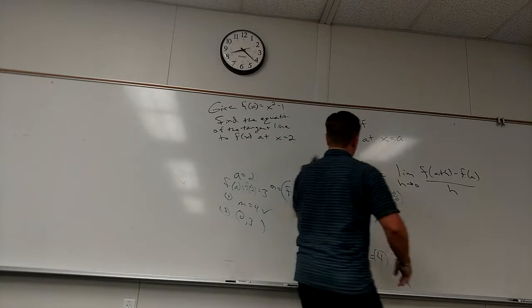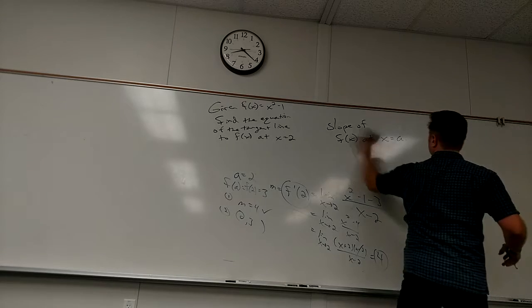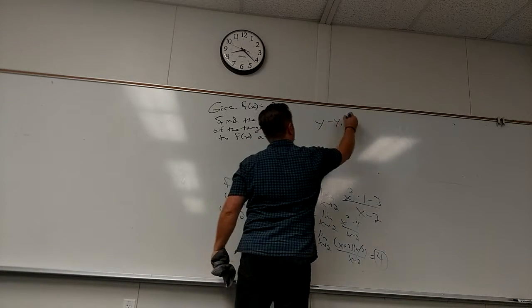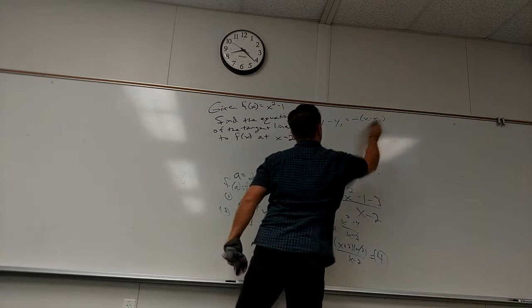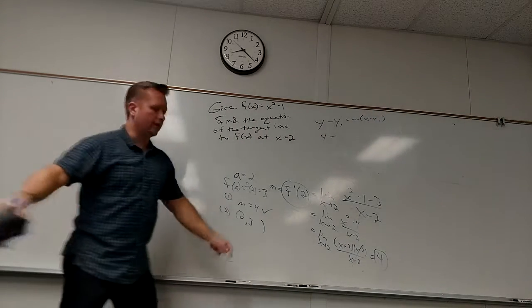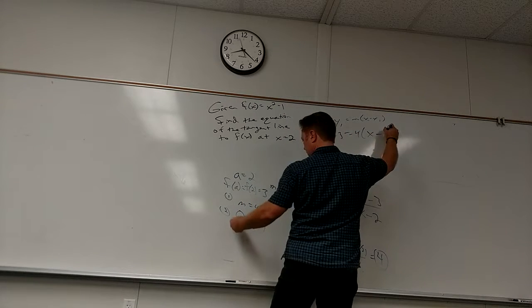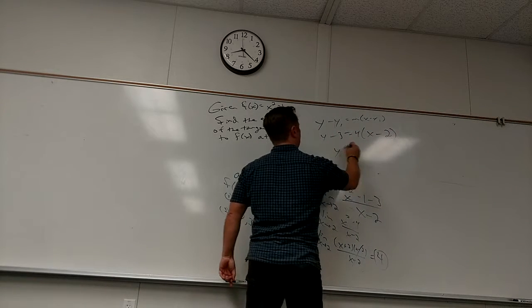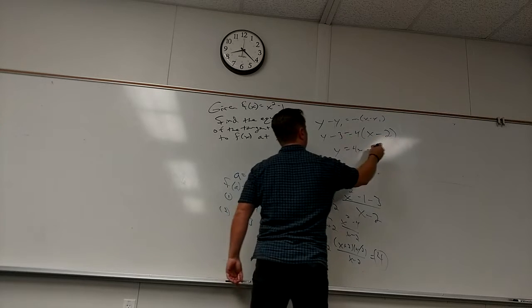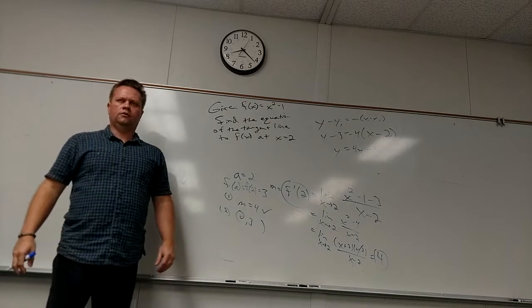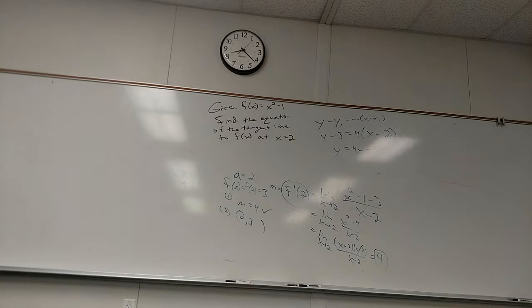So how do I finish this out? y minus y1 equals m, so it's 1, and then I just plug stuff in. y minus the y piece equals m times x minus the x piece. So y equals 4x minus 8 plus 3. Kick ass. Wake this dude up.